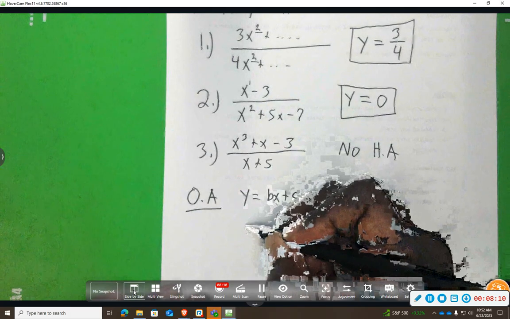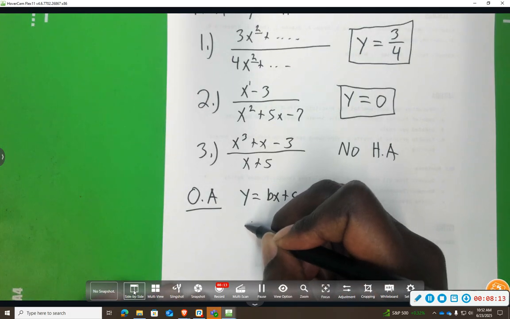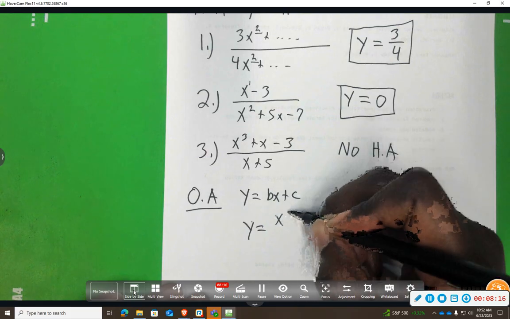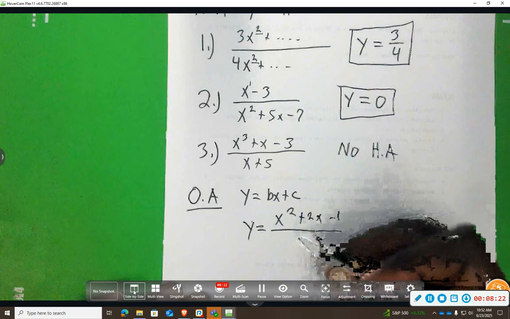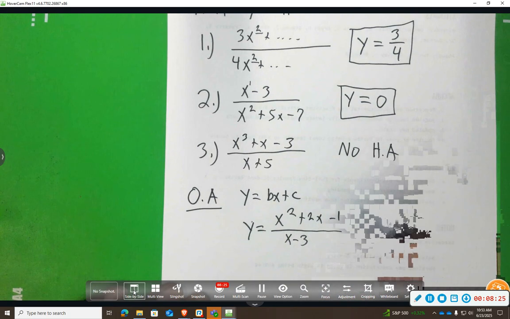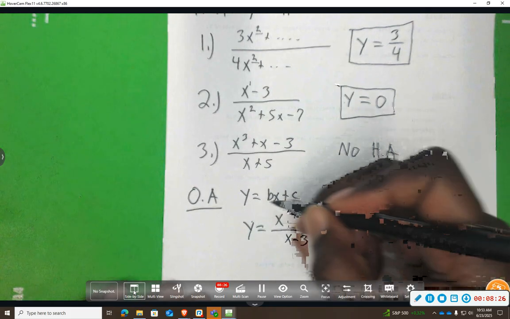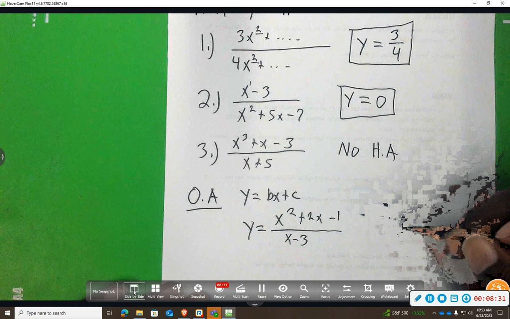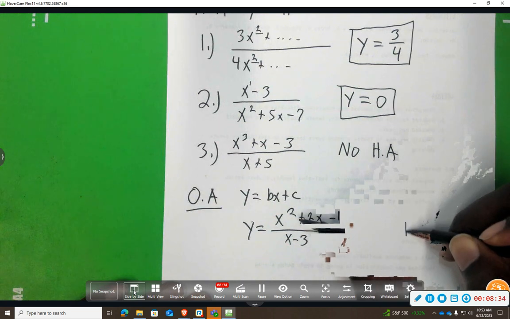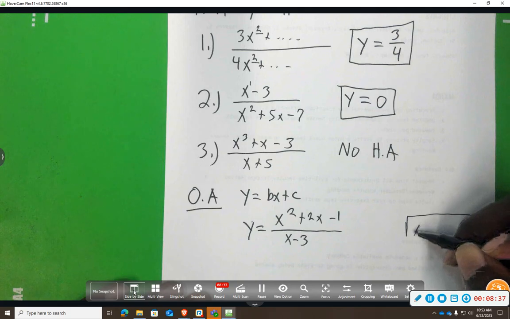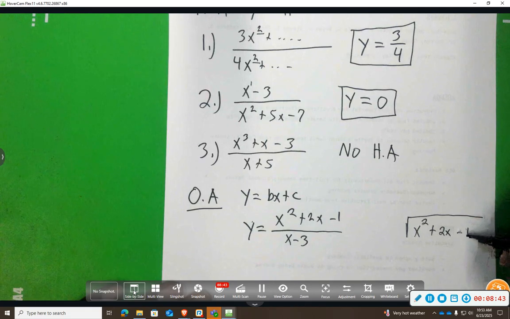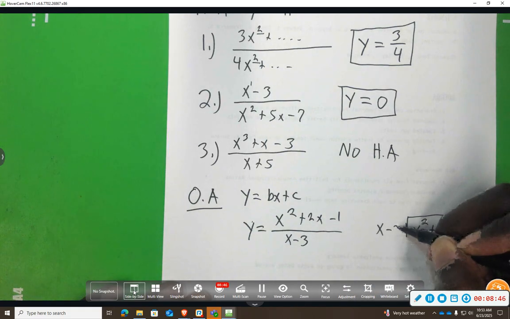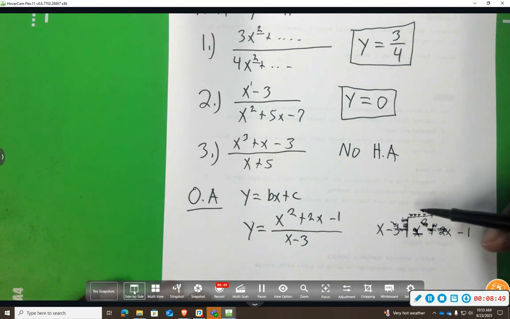So let's say we have y equals x squared plus 2x minus 1, and I'll go ahead and do it over x minus 3. Just say, for example, this is our equation. We would have to do long division to find out this asymptote. So the top goes in the long division bar. So we have x squared plus 2x minus 1, and then the x minus 3 is what we are dividing by. And we are only looking at the quotient part, we're not looking at the remainder.